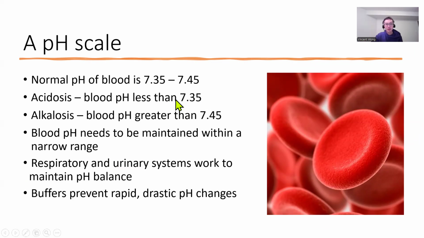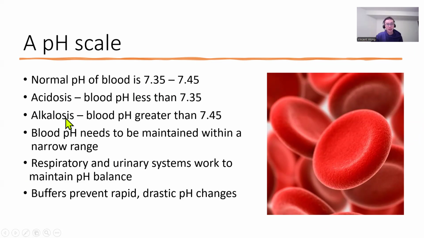Anything less than 7.35, it's too much acid. We call it acidosis. Don't worry about these names, I'm just showing you. If it's greater than 7.45, then it's alkalosis. It's too much base.